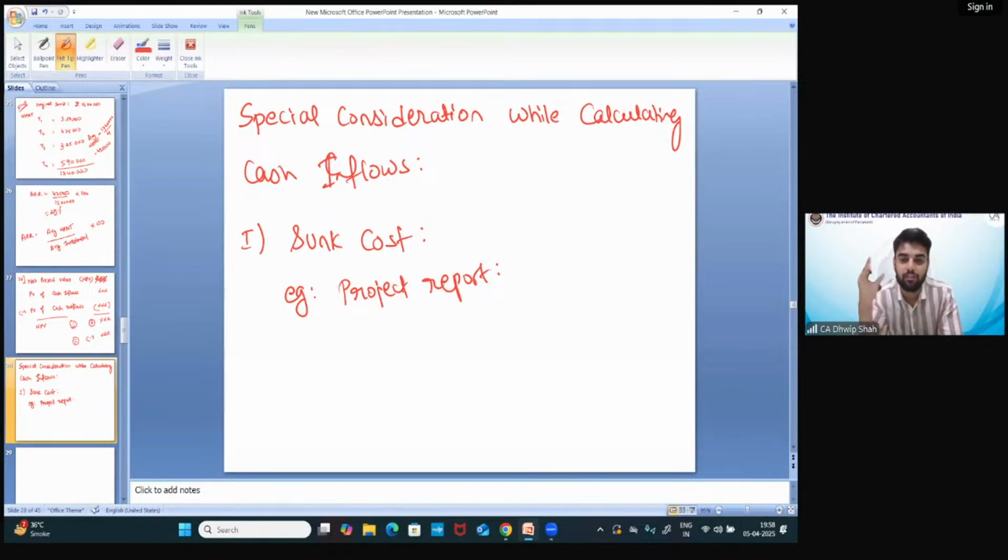Means कंपनी का फ्यूचर में रेवेन्यू कितना होगा, कॉस्ट कितना होगा, डिस्काउंटिंग रेट क्या होगी, कंपनी को प्रोजेक्ट लेना चाहिए कि नहीं. It is all about that. The report whether to accept the project or not is the project report. So they outsource this task to a professional.